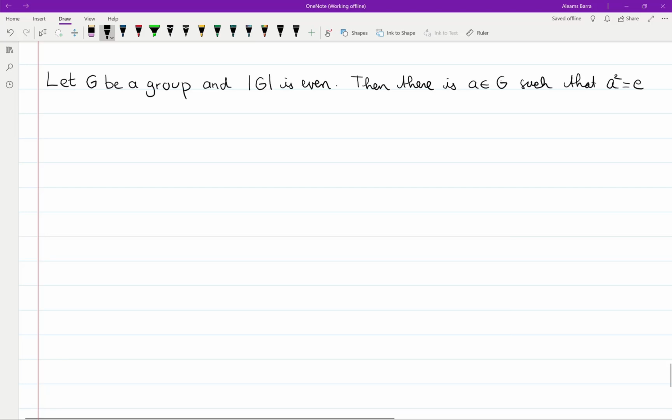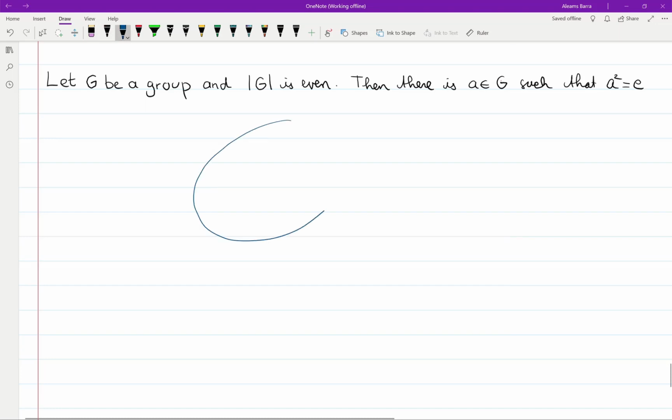Okay, let us discuss again the following problem. Let G be a group and the cardinality of G is even. We would like to show that there is an element A in G such that A squared is the neutral element. So actually the idea is rather simple. So this is the idea.